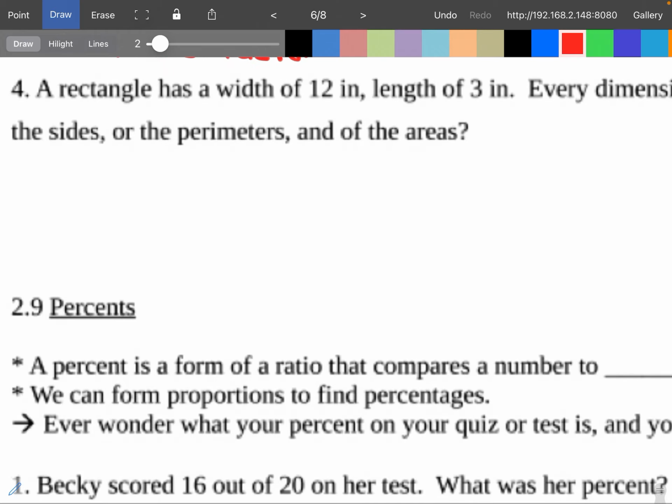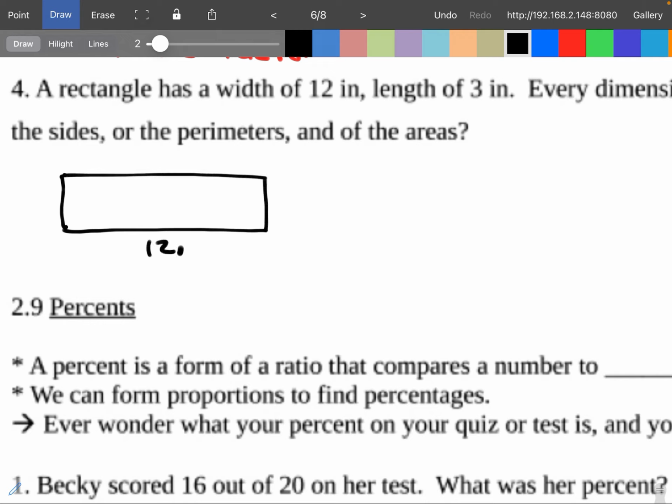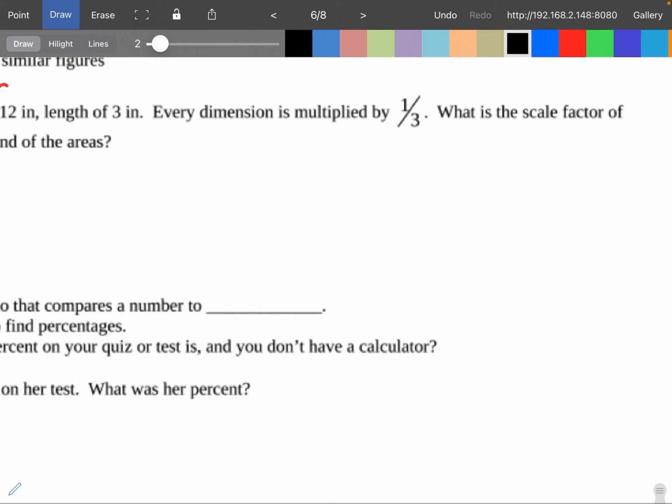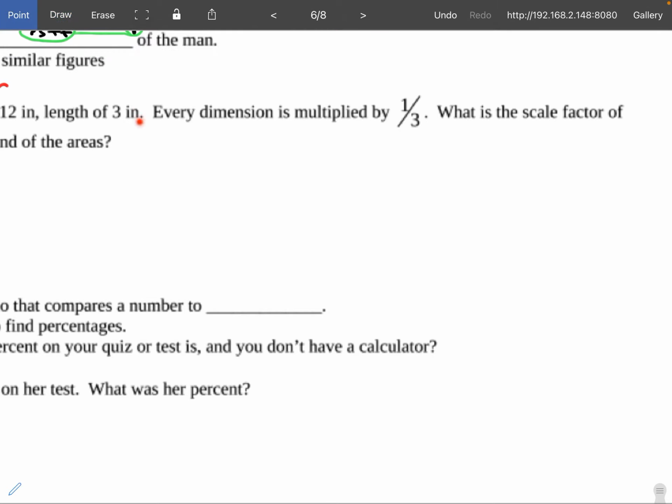All right, so last one. All right, let's see what we can do with this thing. So this says we got a rectangle with a width of 12 and a length of 3. So that's going to look something like, that's 3, that's 12. So this is 12 inches. This is 3 inches. All right. And then over here it says every dimension is multiplied by 1/3. So that's what it says right here.